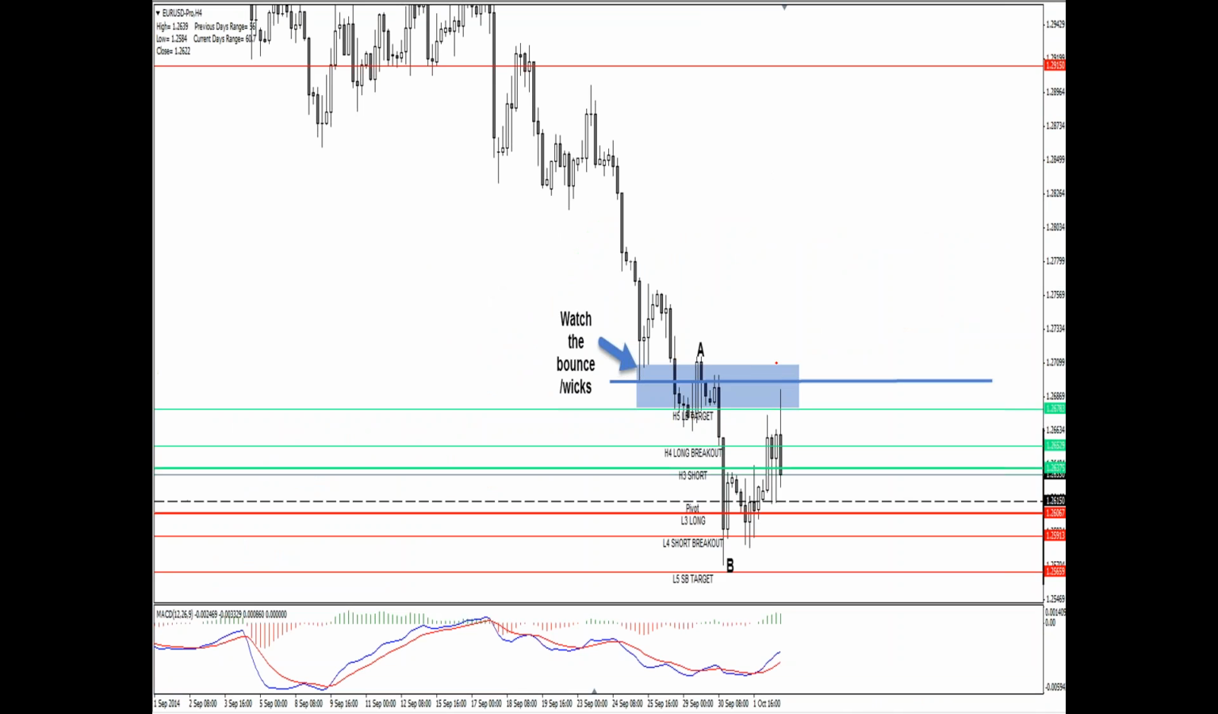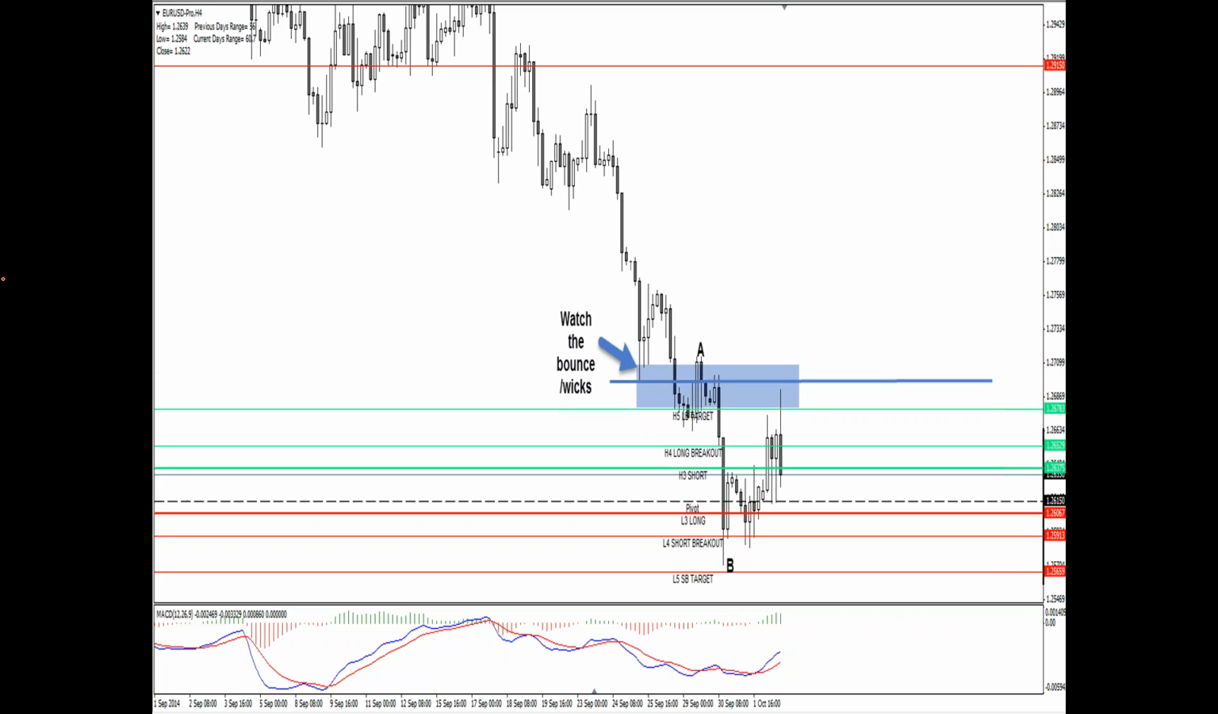Watch the bounce wicks. Basically, this is one of the examples in a bearish market, when you see that the price is going down, down, down, it rejects from this point. Next time, when this level is hit, I expect another drop, and you can see it here, because this is called a retest. Okay, this is called a retest.